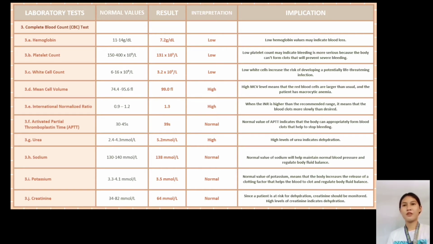The results for the complete blood count test, or CBC, are all given in a scenario. First, we have hemoglobin. The normal value for hemoglobin is 11 to 14 grams per deciliter. The result is 7.2 grams per deciliter. Interpretation is low, and implication, low hemoglobin values may indicate blood loss.